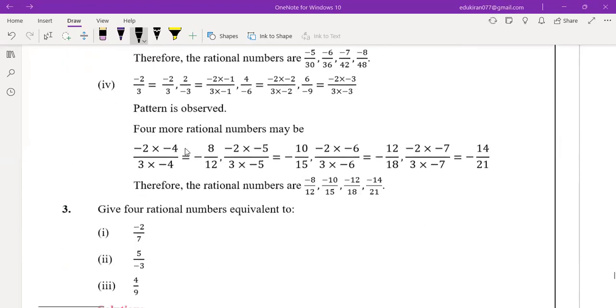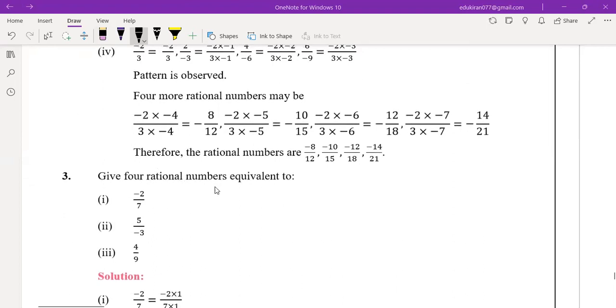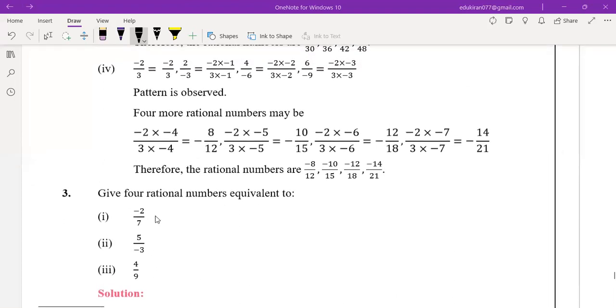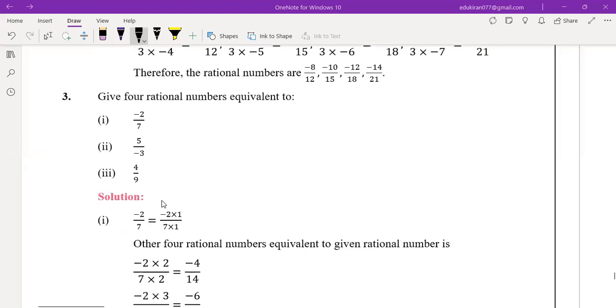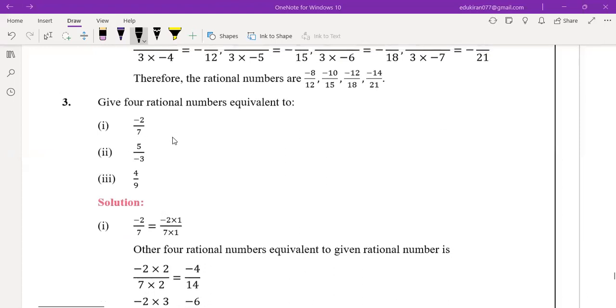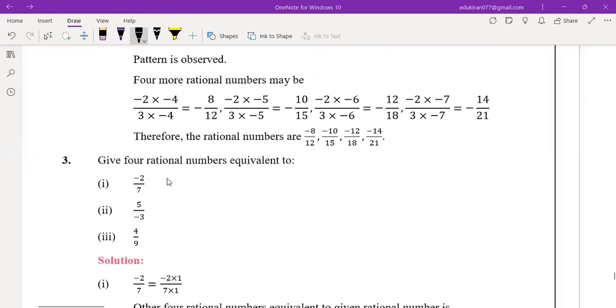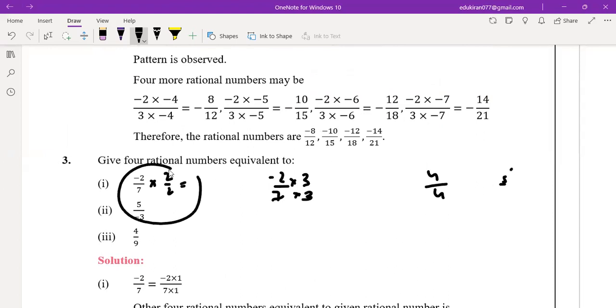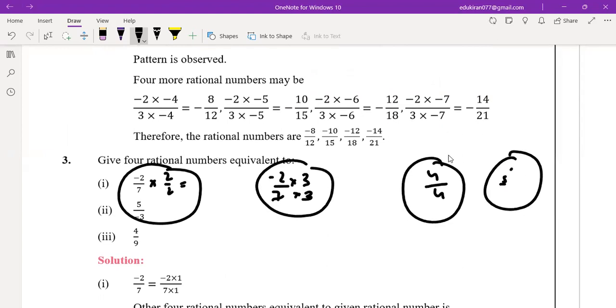Now this one, write 4 rational numbers equivalent to this. Over here, what we do, you have to find the next 4. You can multiply 2 and 2, you will get one answer. Then minus 2 upon 7, 3 and 3, then 4 and 4, 5 and 5. You have to find 4. So first one will be this, second one will be this, third one will be this, and fourth one will be this. Ma'am, what we have to find?